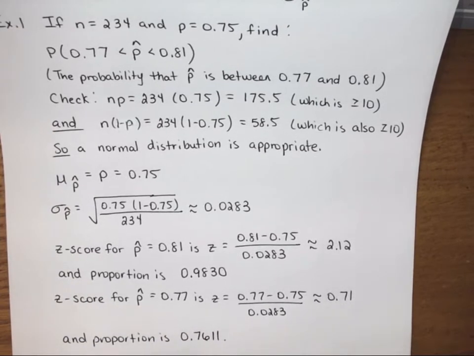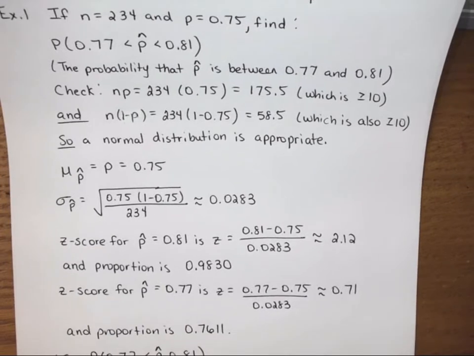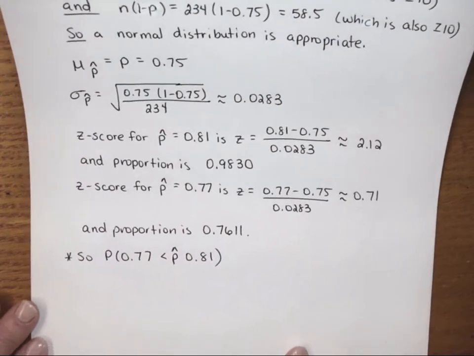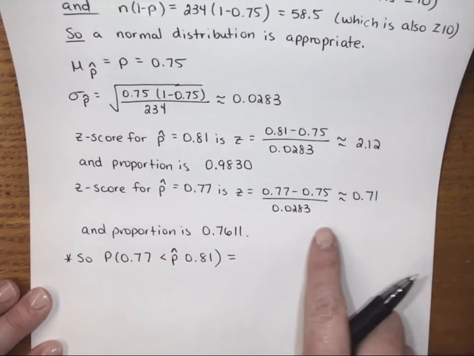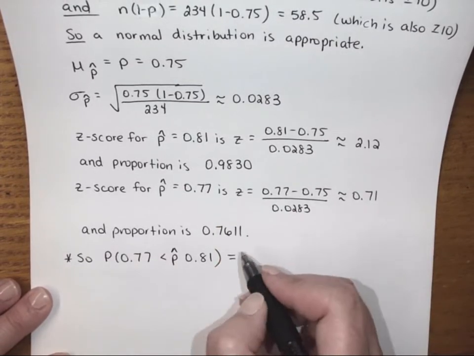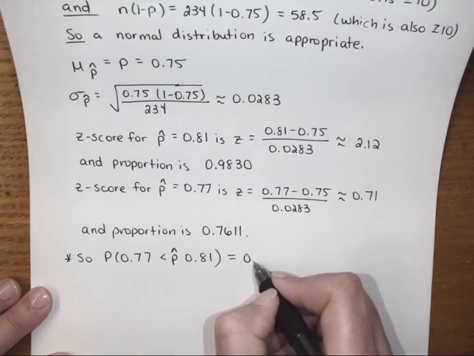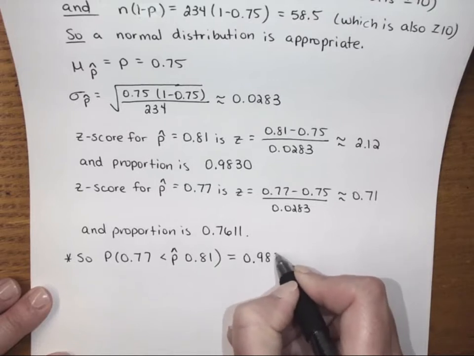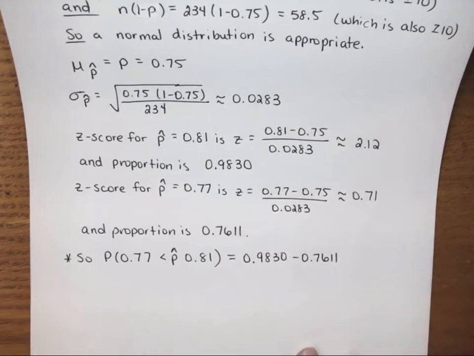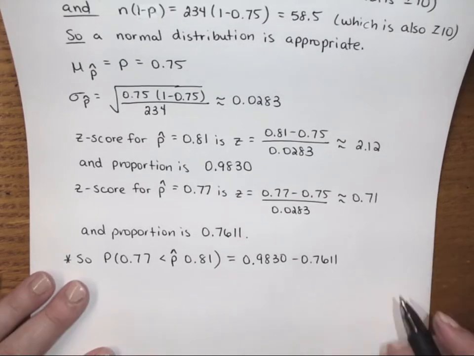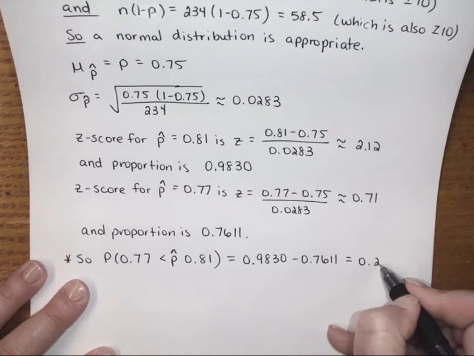So here's the final answer, and you need to make sure you can write it and understand what it's asking for. The chances that my p-hat is squeezed in between the values of 0.77 and 0.88 can be found by subtracting these 2 proportions. I'm going to take the proportion for the 0.81, which was 0.9830, and subtract the 0.7611, which is the area for the 0.77. And I get a difference of 0.2219.